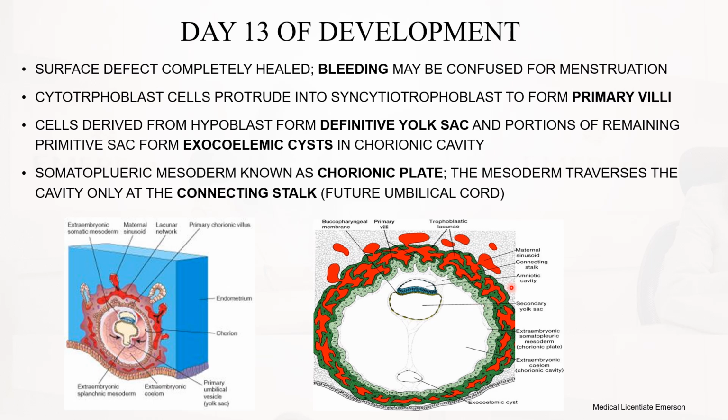So where is the connecting stalk? The connecting stalk is here. So this is the connecting stalk. Meaning this is the stalk that is holding together the secondary yolk sac and the amniotic cavity. That's where the mesoderm traverses the cavity. That's where we are pointing. So this is what happens during day 13.